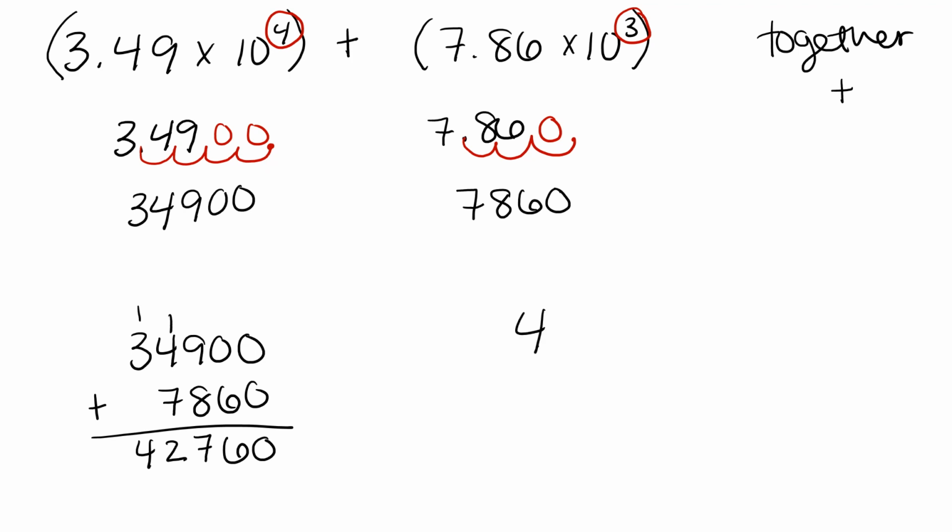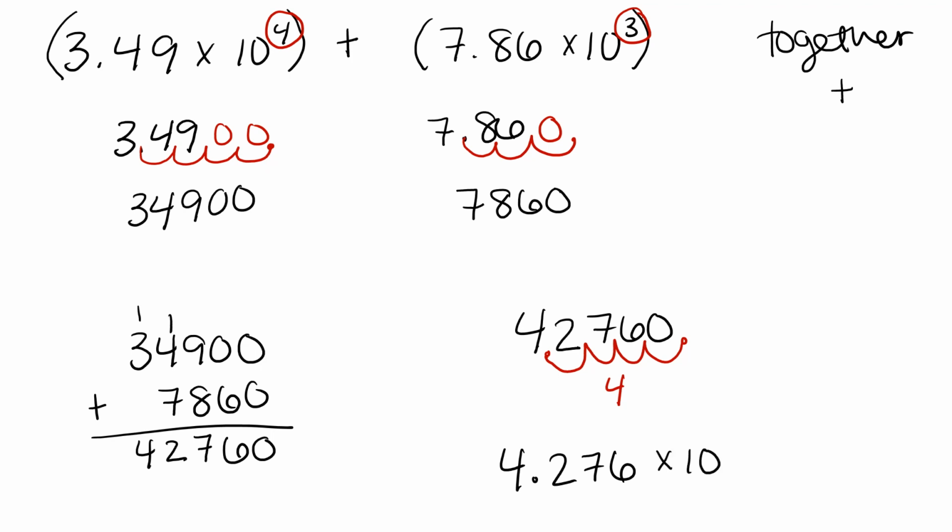We take our answer of 42,760 and we're going to write it in scientific notation. So we take our decimal point that's at the back, we move it towards the front and go 1, 2, 3, 4 times and write our answer, 4.276. We do not write the extra zeros. It's always times 10, and that's going to be to the 4th power.